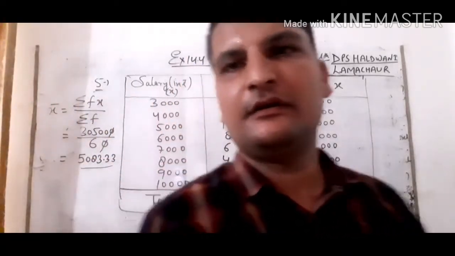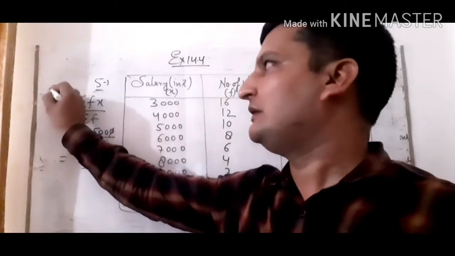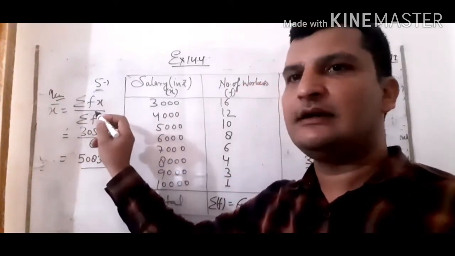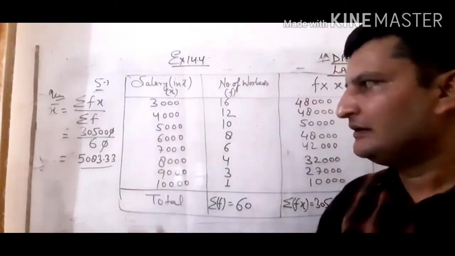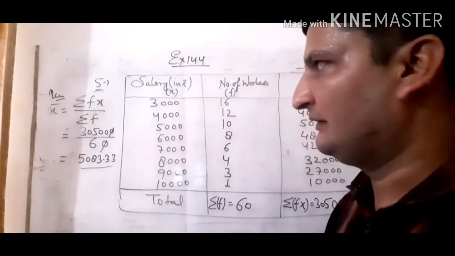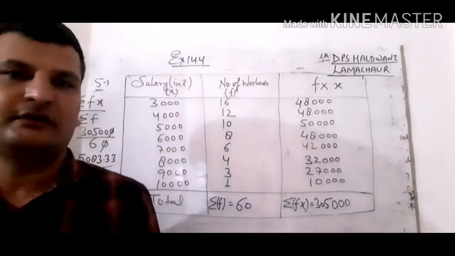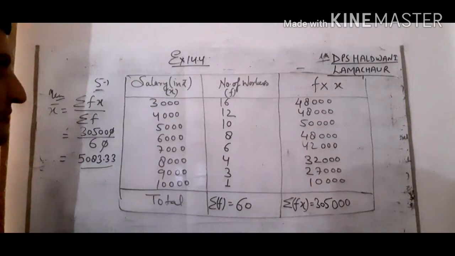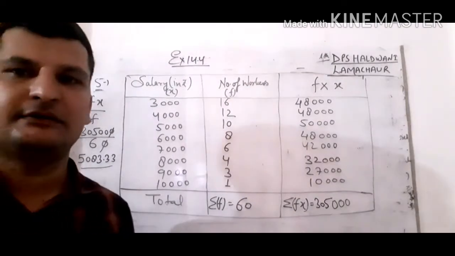Now what have we done? We have put in the formula: x bar is equal to, or you can write mean here also. Mean is equal to sigma fx upon sigma f, that is 305000 upon 60. It means it is coming to 5083.33. So in this way we can find the mean. So, students, you can note down this question in your notebook also. Now after this we will start question number 6.